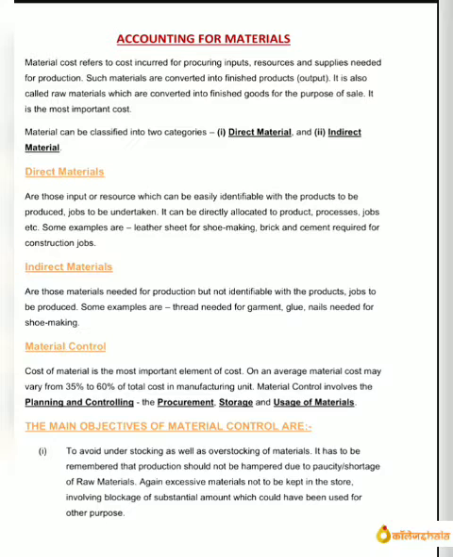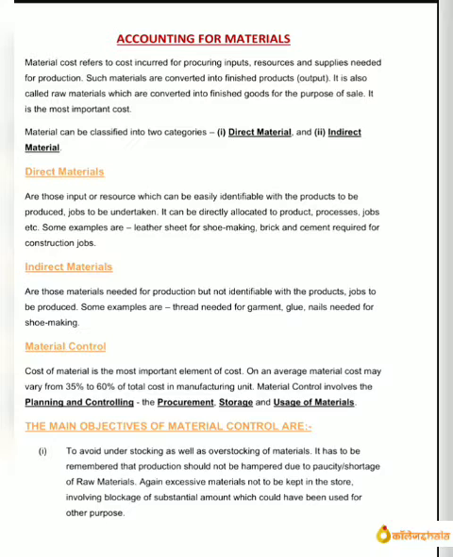Now, material can be classified into two categories: direct material and indirect material. Direct materials are those inputs or resources which can be easily identifiable with the products to be produced, jobs to be undertaken, etc. It can be directly allocated to product, process, jobs, etc. Some examples are leather sheet needed for shoemaking, brick and cement required for construction job.